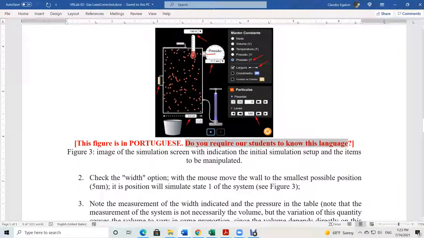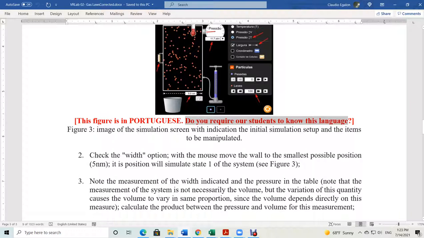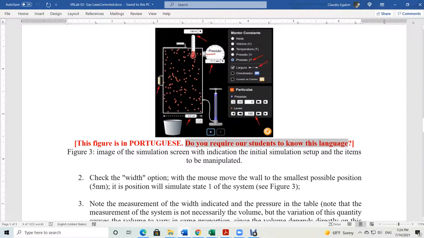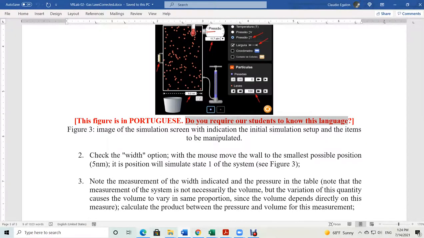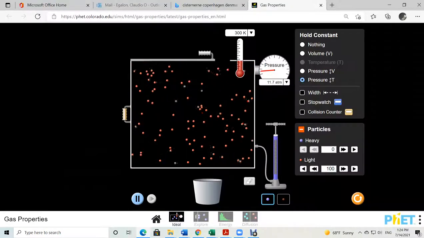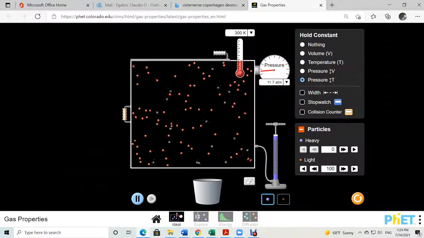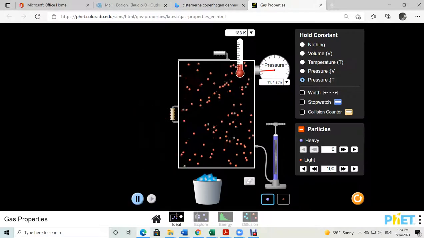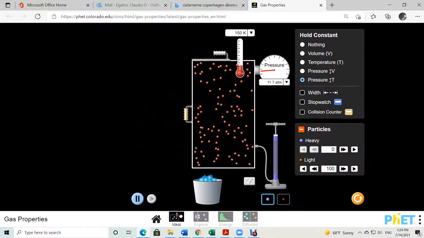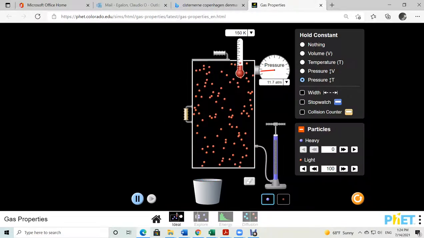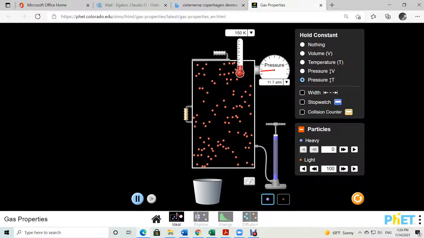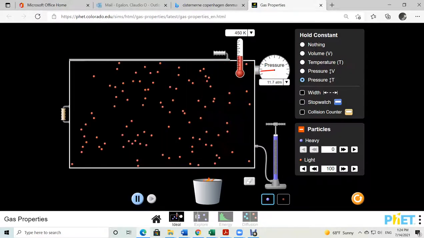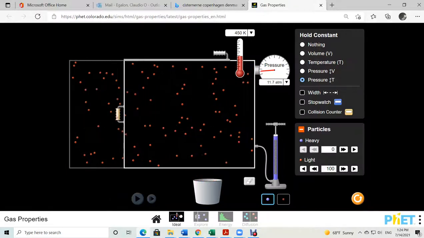100 particles, okay. Check the width option with the mouse, move the wall to the smallest possible position. The position simulates one state of the system. So you can figure three. Yeah, we can adjust, no, not here, here you go. We can change the volume of this container, just by using this handle, don't touch that other one. We can increase the volume. We can decrease the volume.